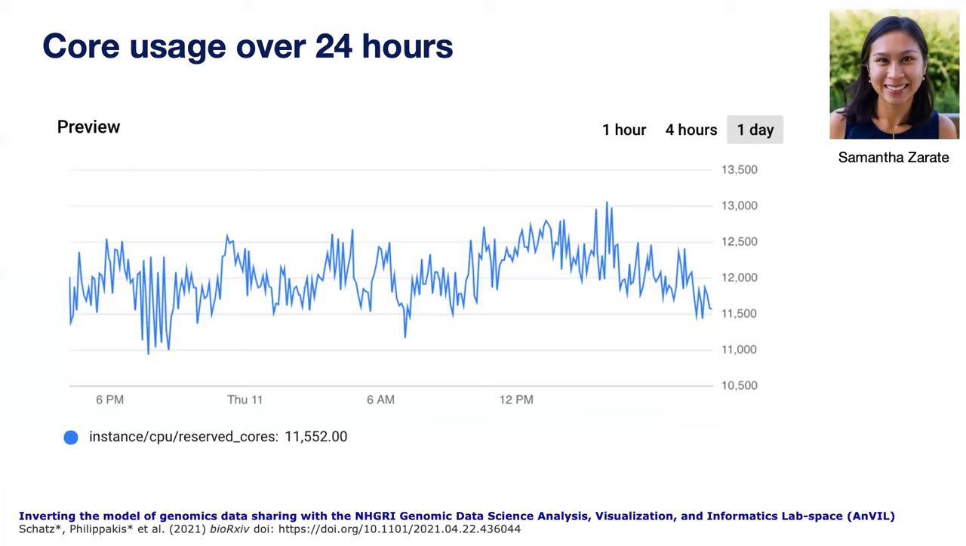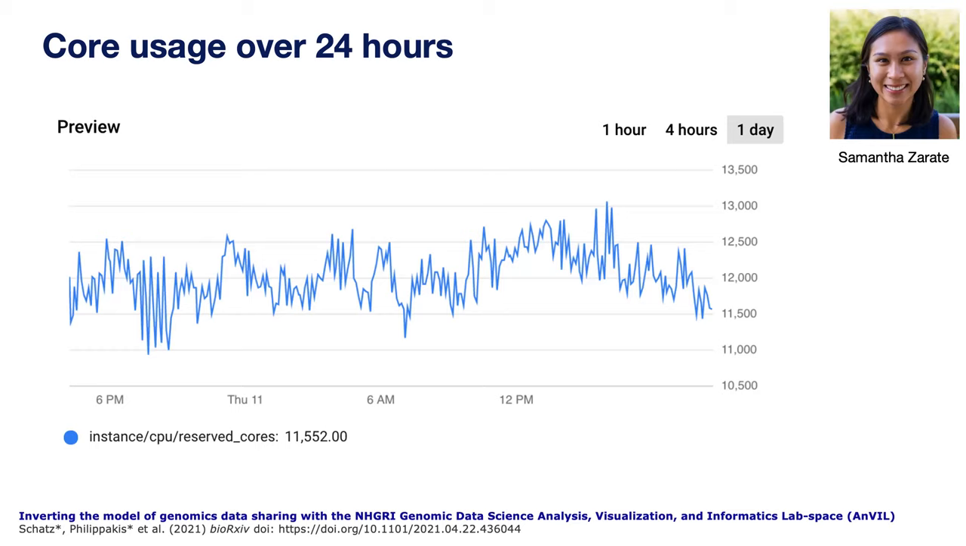Now, this is a lot of data. The input to this was about 100 terabytes of raw sequencing data. This did not fit on the Hopkins data center, so we had to use a cloud resource called the NHGRI AnVIL, the Genomics Data Science Analysis Visualization and Informatics Lab-space, that builds upon the Google Cloud in order to support very scalable research. In the middle of this analysis, we were routinely using more than 10,000 cores all at the same time so they could rapidly analyze these 3,000 genome data sets.